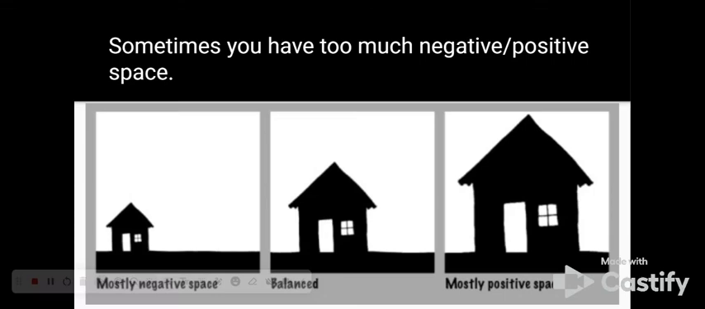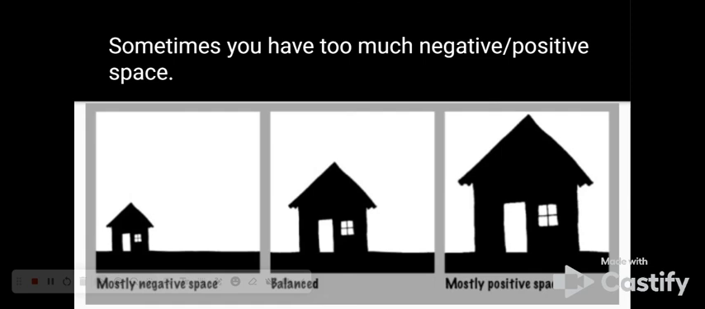Every time you do a piece of art, we have to balance our negative and positive space. So the picture on the left here, we can see there's way too much negative space. We don't utilize that box very well. The house is very small and there's less positive space and a ton of negative space. The one in the middle, I think, is the best. It's the most balanced. There's an appropriate amount of negative space.